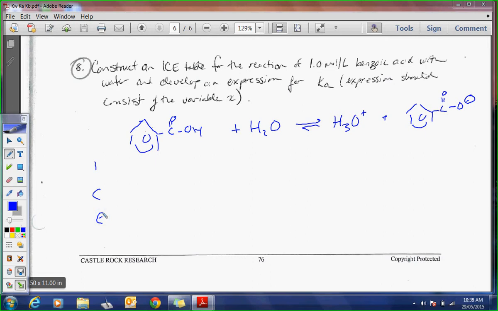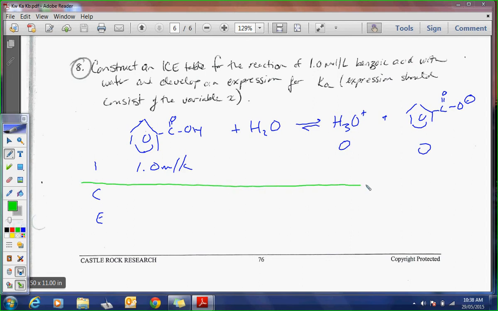Okay? So the initial concentration of the benzoic acid is 0.1? No, 1.0. The initial concentration of the water, we don't need to worry about. Skip over it. Waste of time. The initial concentration of H3O plus is 0, the initial concentration of the benzoate ion is 0.